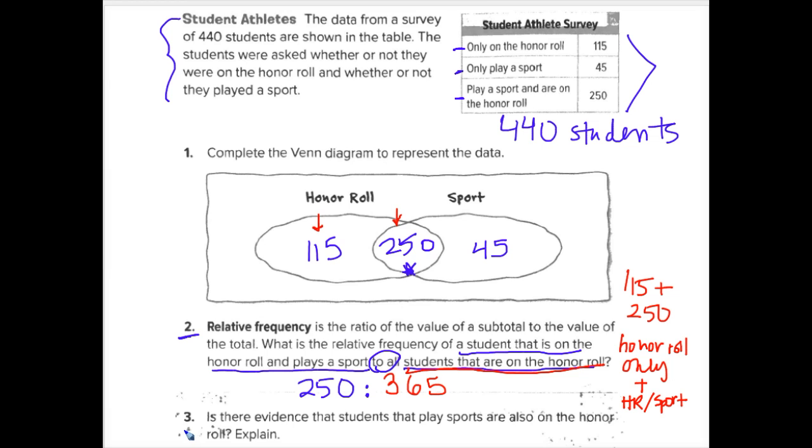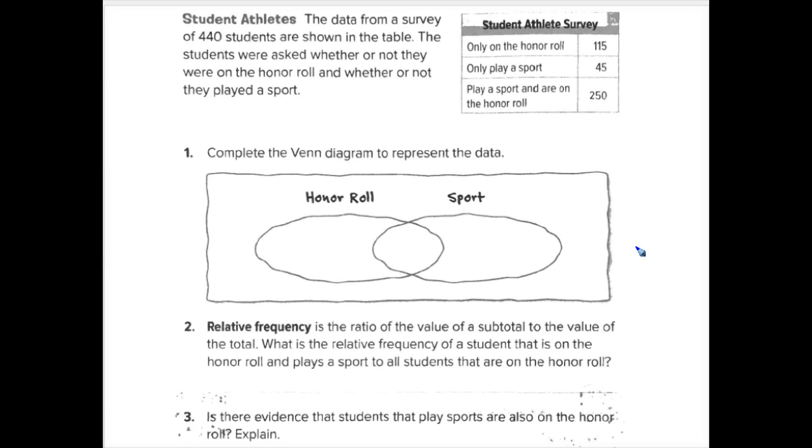Number 3, is there evidence that students that play sports are also on the honor roll? That's what you have to decide. So does this prove to you that students that play sports will definitely be honor roll? That's what you have to think about. You answer that on your own. Next page.